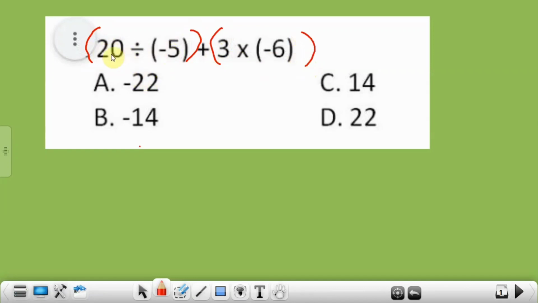Okay, so 20 divided by negative 5 is negative 4, plus 3 times negative 6 is negative 18. Now, plus times positive times negative sign will become negative. So here you will get negative 22. So the answer is D.